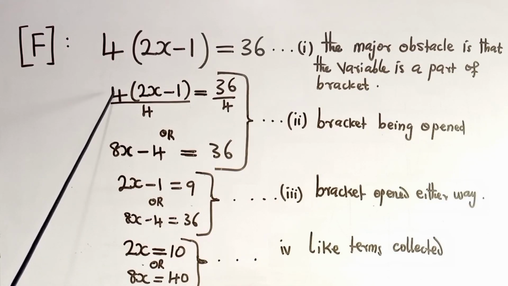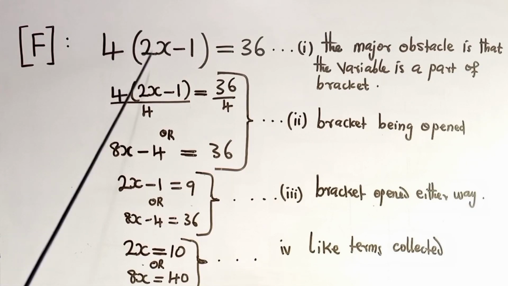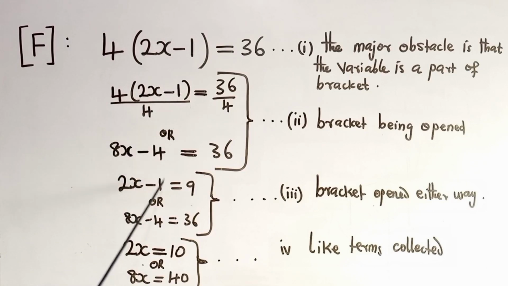Therefore, again, 4 times 2x is 8x. 4 times minus 1 is minus 4. Then is equal to what? 36. This way, the bracket on the left-hand side has been opened. Even if I enclose 8x minus 4 in a bracket, as long as there is nothing coming before it except 1, which is hidden, the bracket is again considered opened as it appears here. 8x minus 4 is equal to 36.